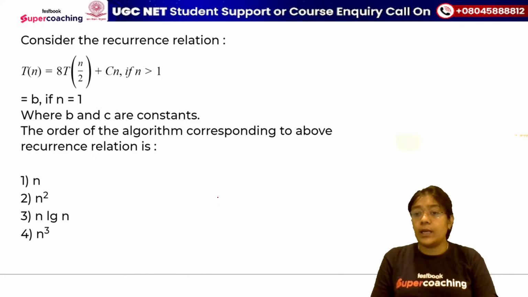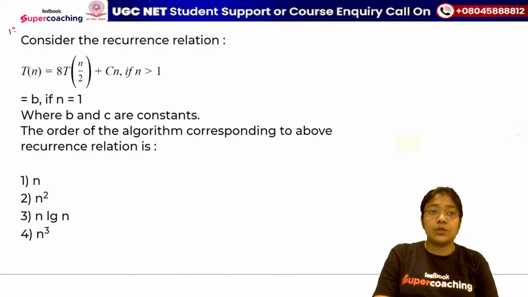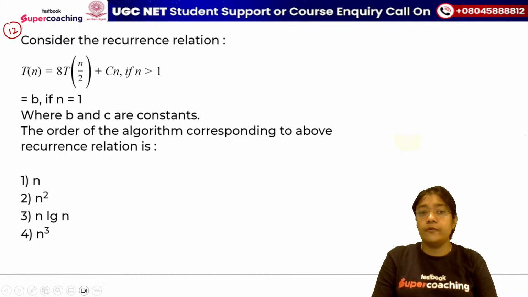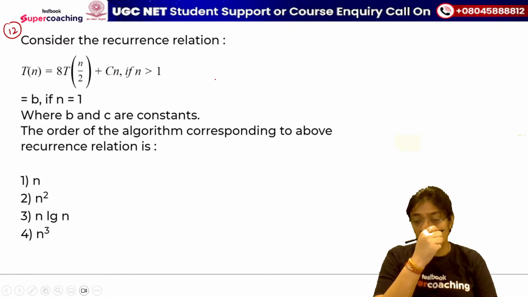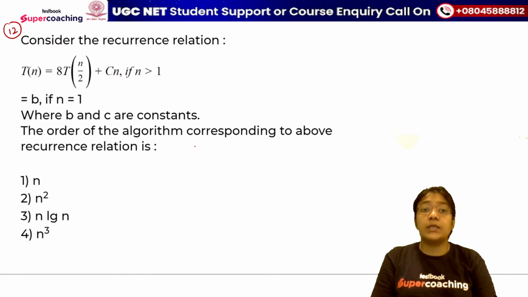Based on solving the recurrence, let me mark this as question number 12. T of n is given as 8T(n/2) plus c of n. What will be the time complexity? Which method will you be using? We have discussed three methods.